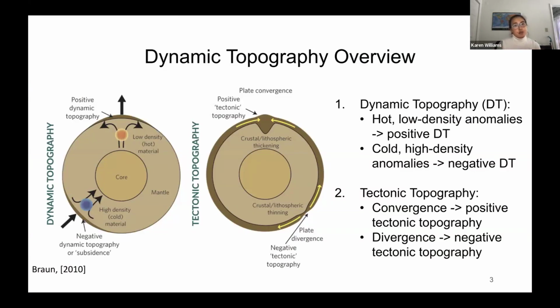Some basic concepts: dynamic topography versus tectonic topography. With dynamic topography, a hot, low-density anomaly in the mantle will rise, resulting in dynamic uplift, while a cold, high-density anomaly will sink, resulting in dynamic subsidence. The amplitude and wavelength of dynamic topography will be in proportion to the intensity, timescale, and depth of mantle flow. In contrast, positive tectonic topography is the result of plate convergence, which causes crustal and lithospheric thickening, while negative tectonic topography is caused by crustal and lithospheric thinning.